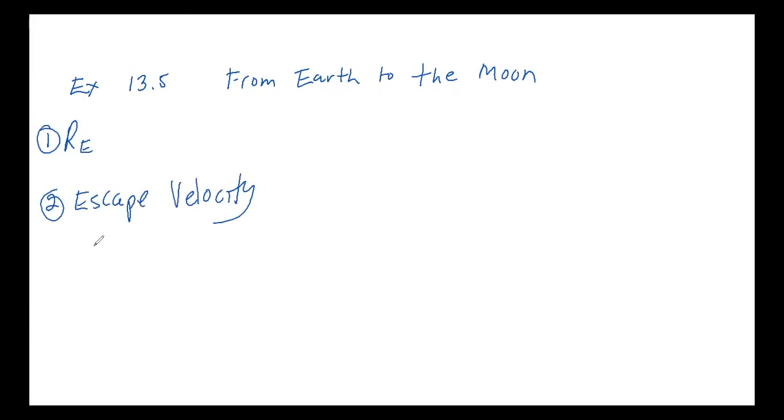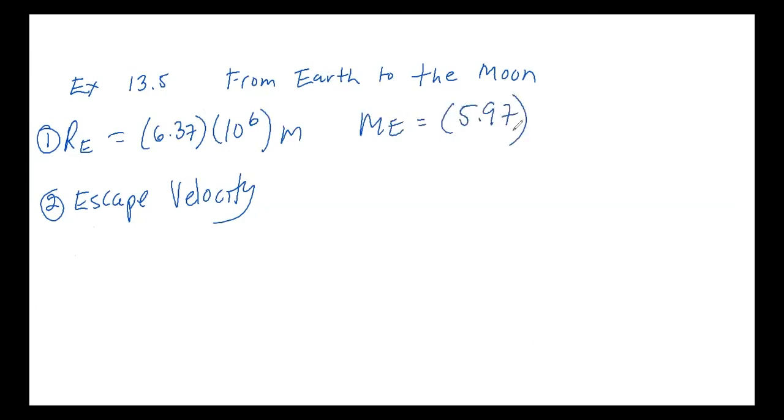The Earth's radius and mass are RE equals 6.37 times 10 to the 6 meters, and ME equals 5.97 times 10 to the 24th kilograms. Well, you do these problems long enough, you know all these values. All right, let's get started.